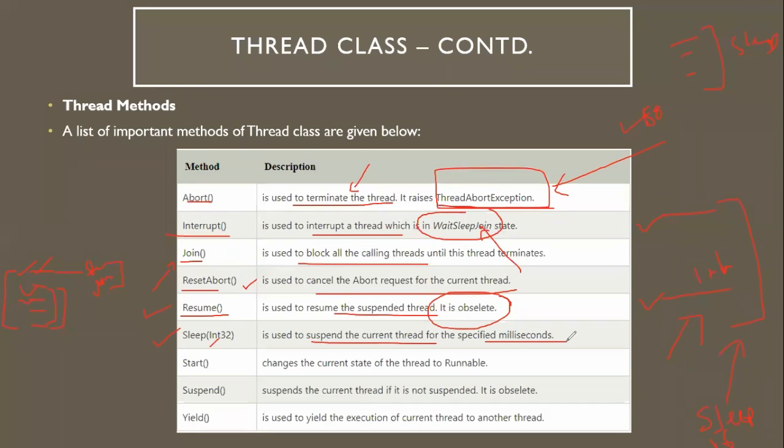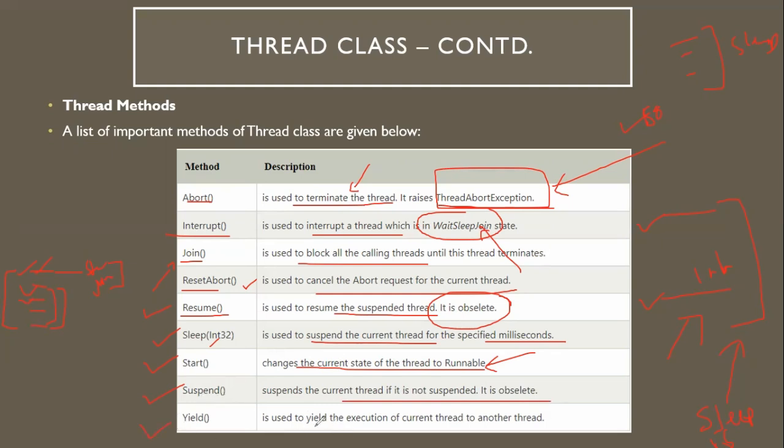All right. Start method, very important. It is to start the thread. It changes the current state of the thread to runnable state. Suspend. Suspends the current thread if it is not suspended. It is obsolete. This has been also removed.